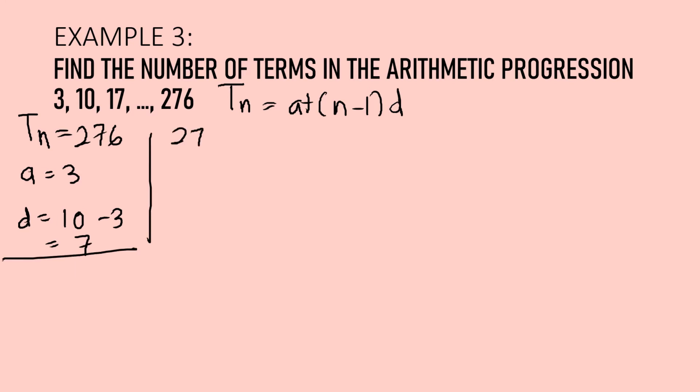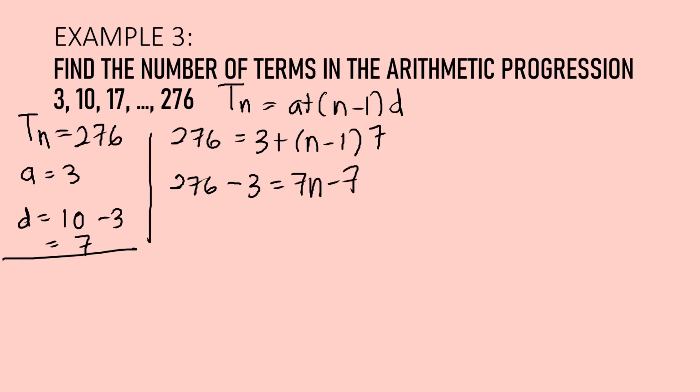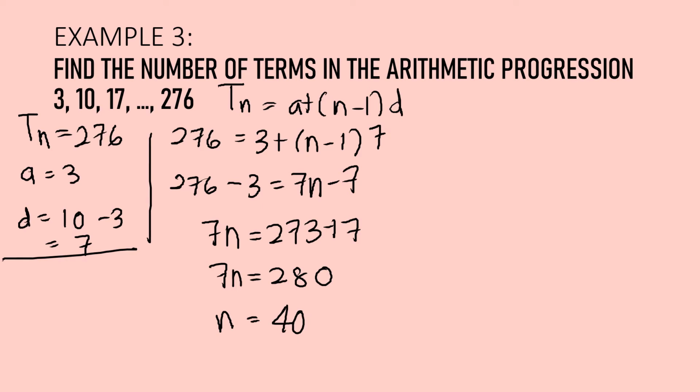So 276 equals 3 plus n minus 1, times 7. 276 minus 3 equals 7n minus 7. So 7n equals 273 plus 7, which is 280. 7n equals 280, divide this, and we will get n equals 40. So the sequence has 40 terms.